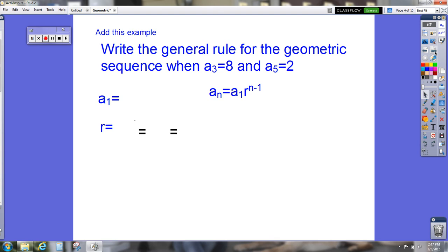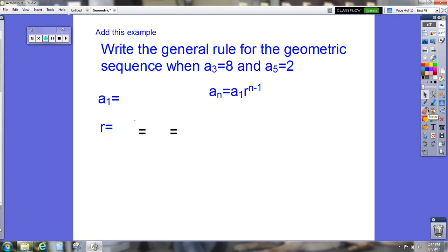Okay, so here, we don't have either piece of information that I need. I don't have the first term and I don't have the common ratio. Let's find the common ratio first. Since it's a ratio, we're dividing, and we always want to look at a latter term before a previous term. So the first thing you want to do is divide 2 by 8.